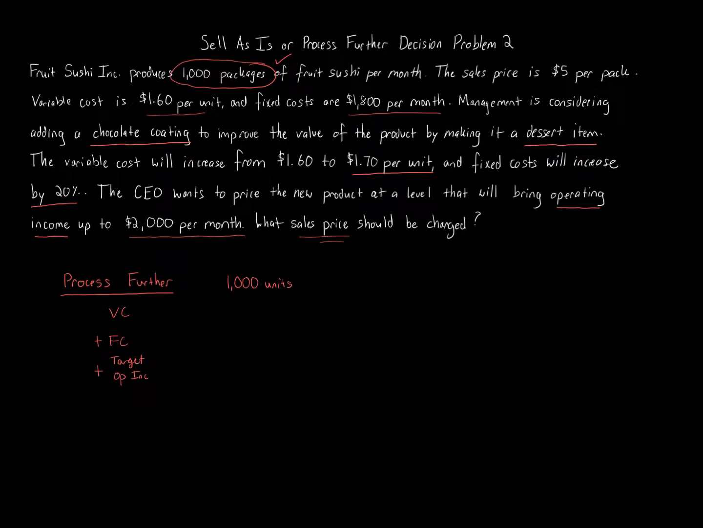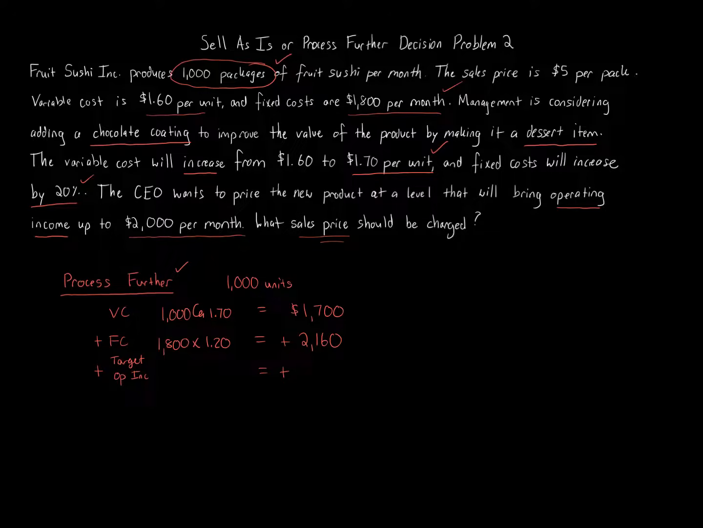So variable cost, and again, we're using the process further, that's going to be $1.70 because remember, the variable cost is going to increase with that chocolate coating from $1.60 to $1.70. We're going to take 1,000 units at $1.70. That's going to give us $1,700. With the fixed costs, we're told there's going to be an increase of 20% beyond the original. So we're going to take 1,800 times 1.20, which is 120%. That's going to give us fixed costs of $2,160.